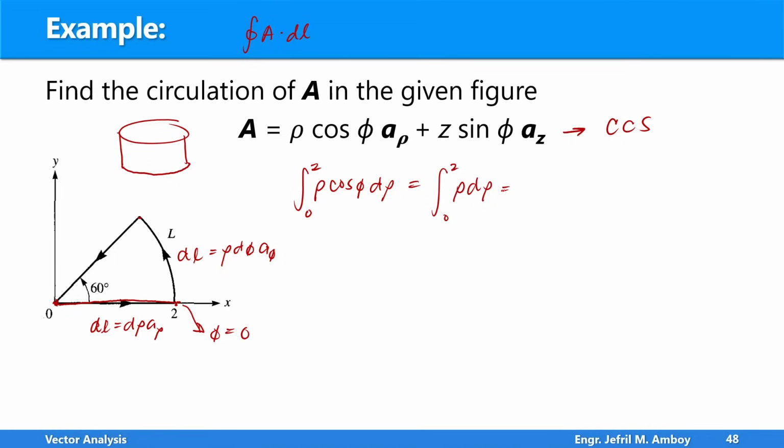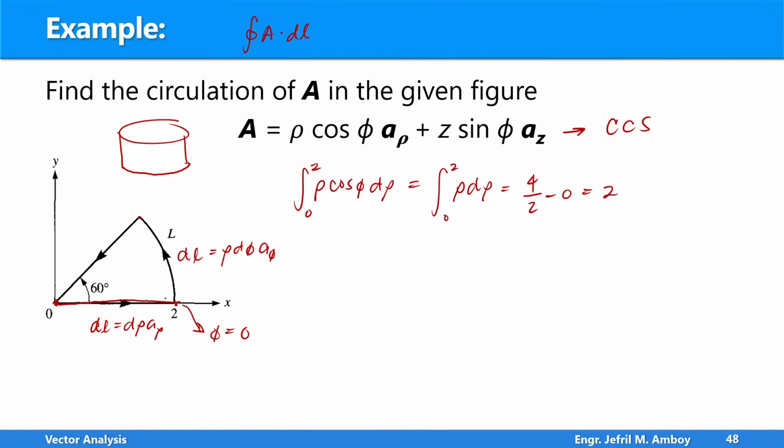Now let us evaluate the integral. This becomes rho squared over 2. The upper limit is 2, 2 squared is 4, and then divide it by 2 minus 0. So, the answer is 2. So the line integral for the first segment is equal to 2.